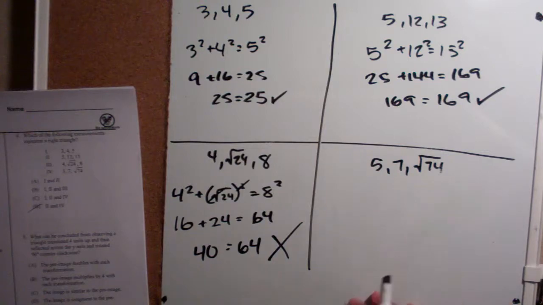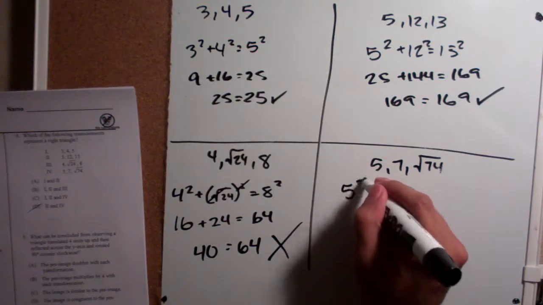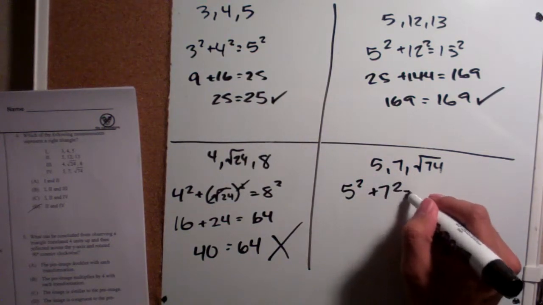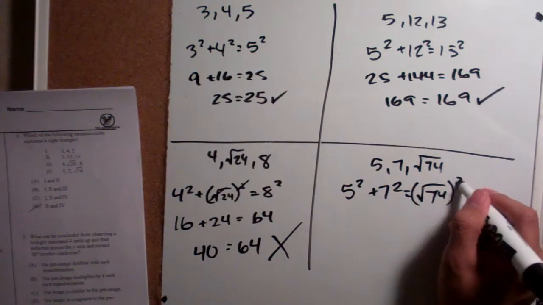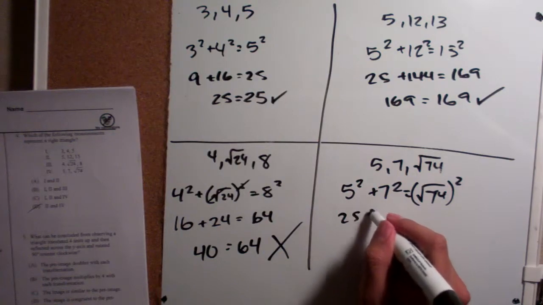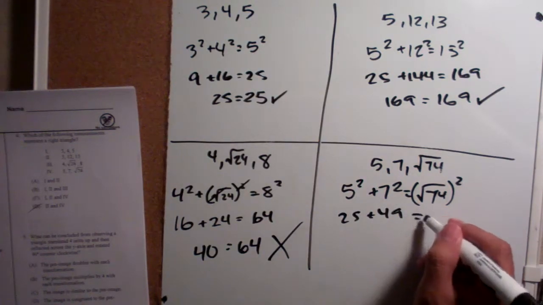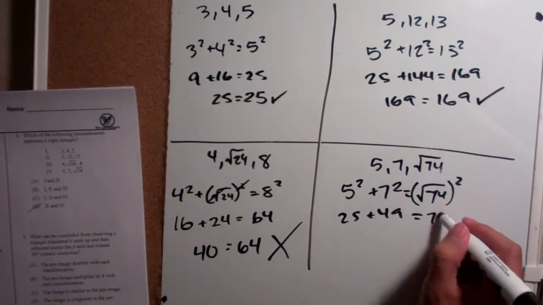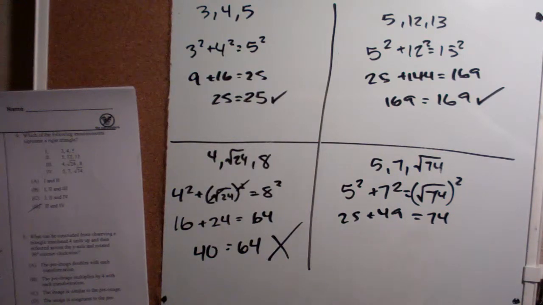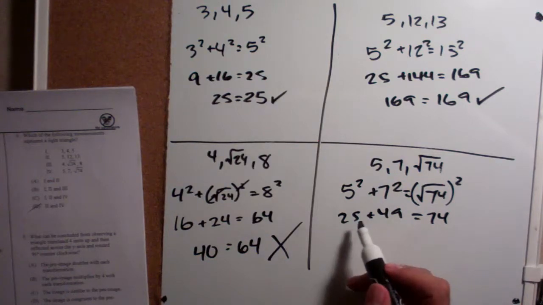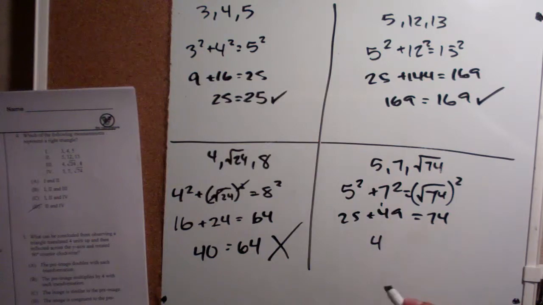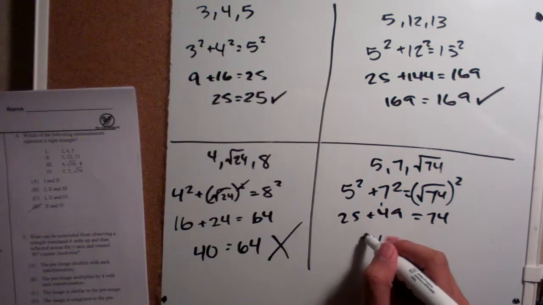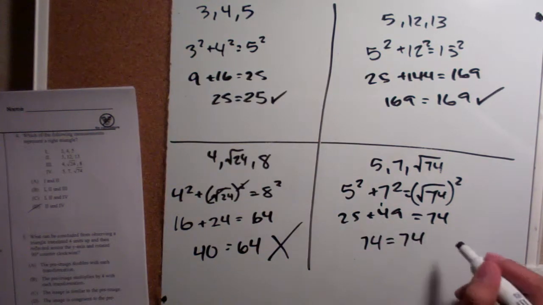Okay, let's go on to the last one. We're going to write 5 squared plus 7 squared equal to radical 74 squared. Alright, so we're going to get 25 plus 49 equal to, and this simplifies to just be 74. Okay, what is 25 plus 49? Well, 5 plus 9 is 14. We're going to have, carry the 1. And 2 plus 4 is 6, plus 1 is 7. So this is a true statement.